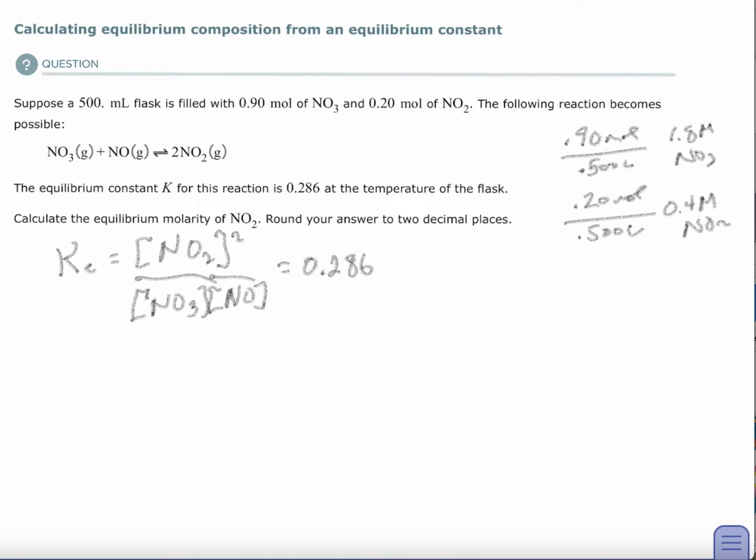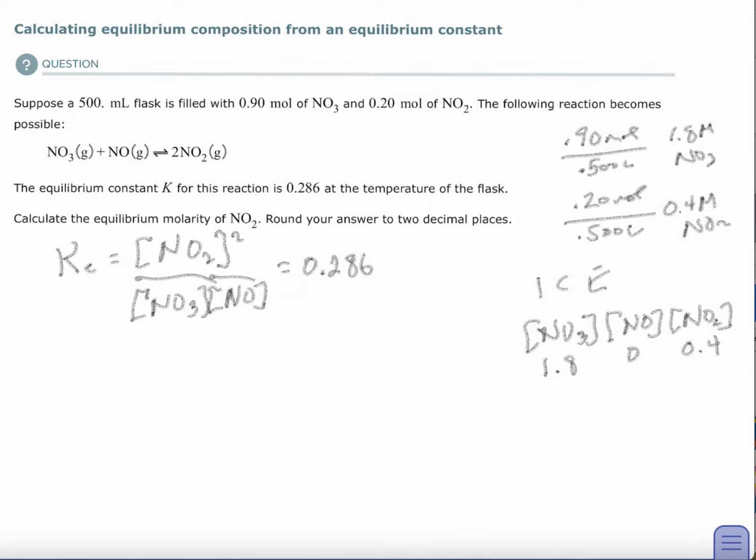Now I need an ICE table. Now that I know what my molar concentrations initially are, because an ICE table gives you molarity initially, what's the change in molarity, what's happening change-wise, and then what you're going to have at the end is simply the sum of the initial plus the change. All right, so if I do an ICE table here on the side, I break it up. So let's see, I'm going to do NO3 first, then I'll do NO, and then I do NO2. And so I found that I have 1.8 molar NO3. At the beginning, I don't have any NO, so that's 0. And at the beginning, I have 0.4 molar NO2.